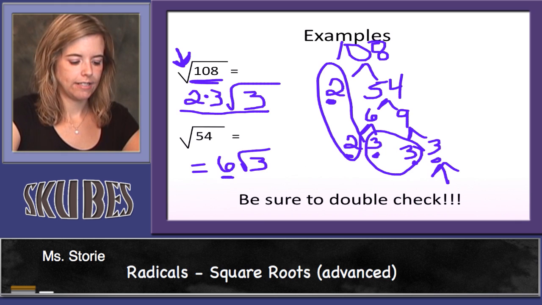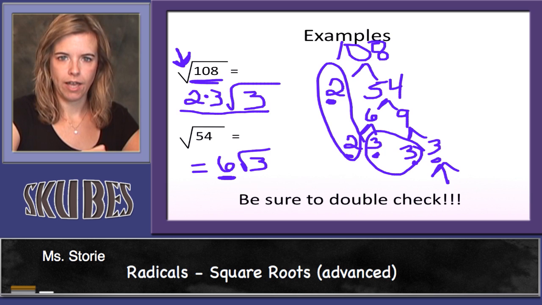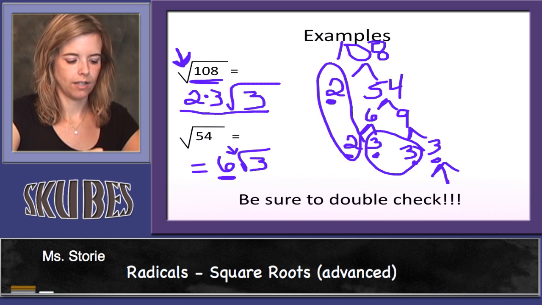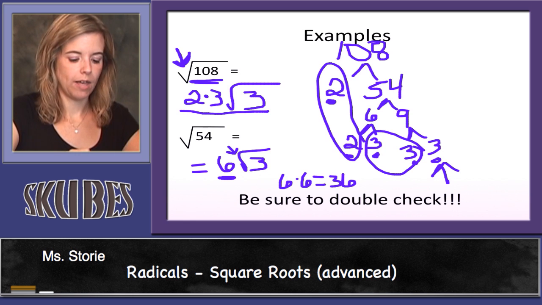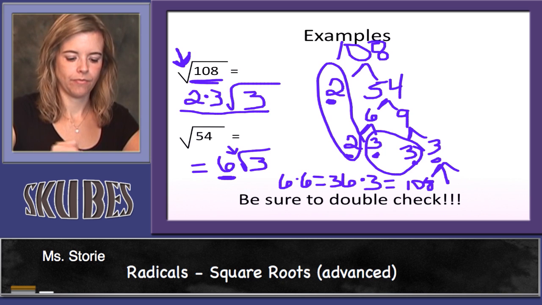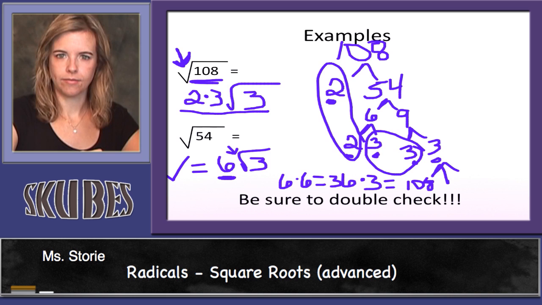Now your double check said take the number on the outside and multiply it by itself the number of times of the index. So we're actually doing 6 times 6, which is 36. And then we're going to take 36 and multiply it by whatever was under the radicand, or inside the radical sign, and that's going to get you back up to 108. So that means that this answer is correct.